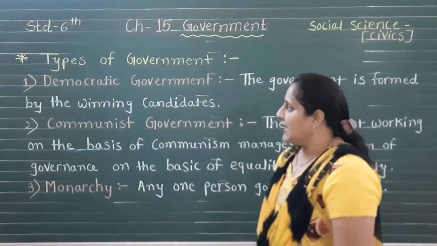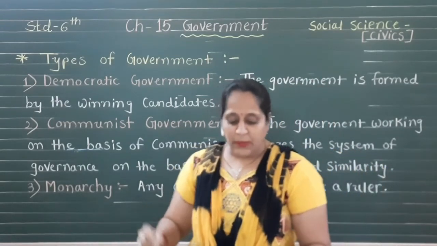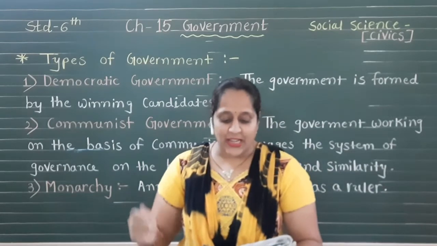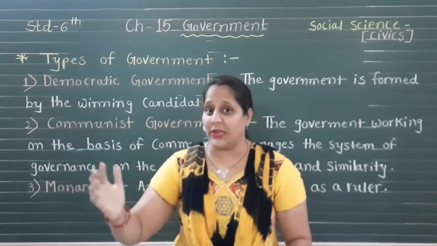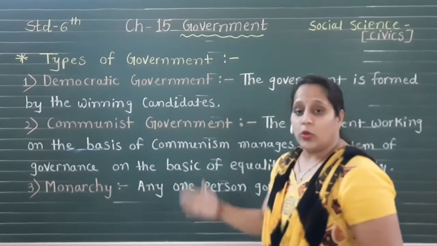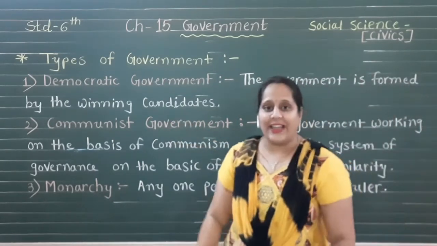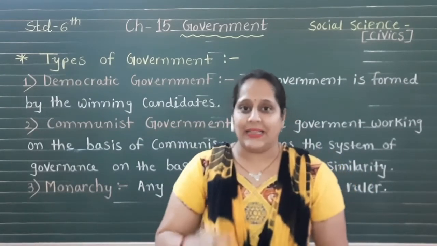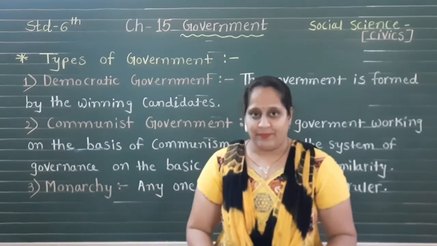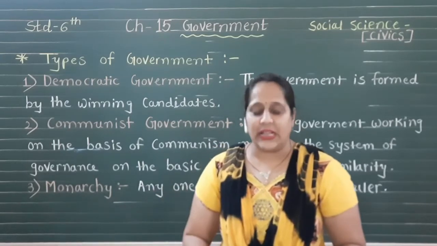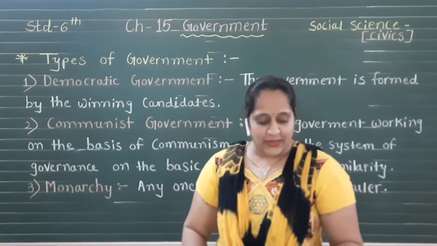So our first topic is democratic government. In this system of government, people elect their representatives through voting. Yes, through the election, after the age of 18 years, we choose our representatives. We choose our leaders through election. So the government is formed by the winning candidate. We choose different parties, different leaders. They form different parties like Congress, BJP, Shiv Sena, Bharatiya Janata Dal Party, AAP. These are different examples of parties. So in a democracy, government functions keeping the public at the center.